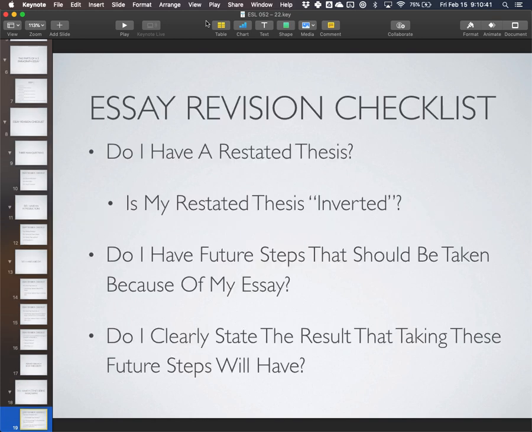So do I have a restated thesis? Okay, and that means I have a thesis up in the introduction. It says I'm going to talk about these three things, one, two, three. In the first sentence of your conclusion paragraph, you should put that in there again, okay? Not copied, but in there also.